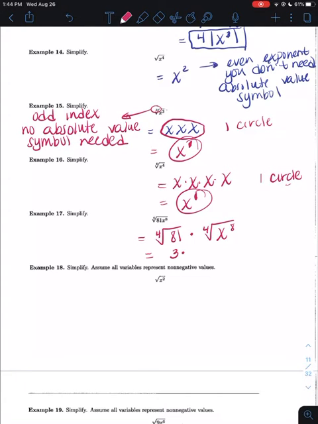The 4th root of x to the 8, I take my 8 and divide by 4. So that's going to give me a 2. So this is x squared. Since my x is squared, I don't need an absolute value symbol. So my final answer is just 3x squared.